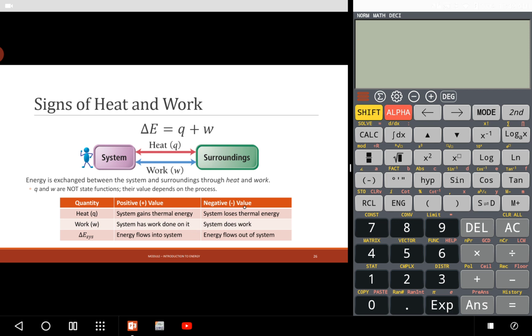If you have negative values, then that means the opposite. Negative values for heat mean you have your system losing heat to the surroundings. Negative values for work mean that your system is doing work on the surroundings. And if your delta E system is negative overall, it means you're having a net loss of energy out of your system.